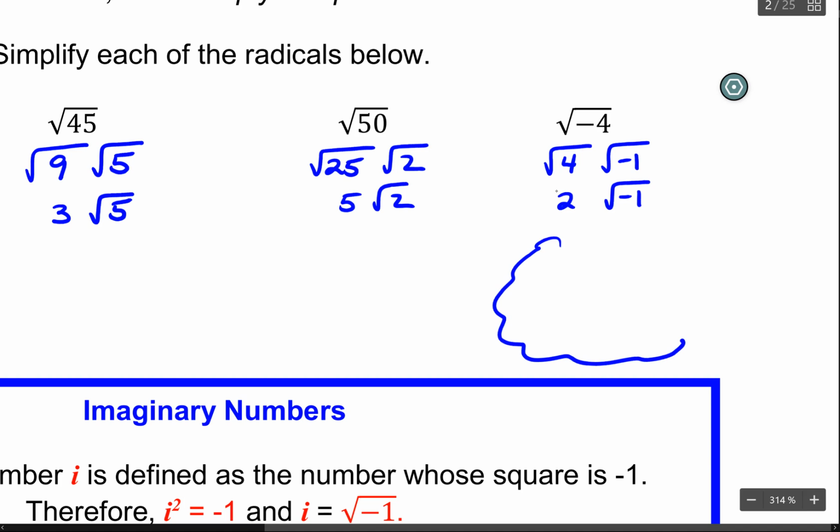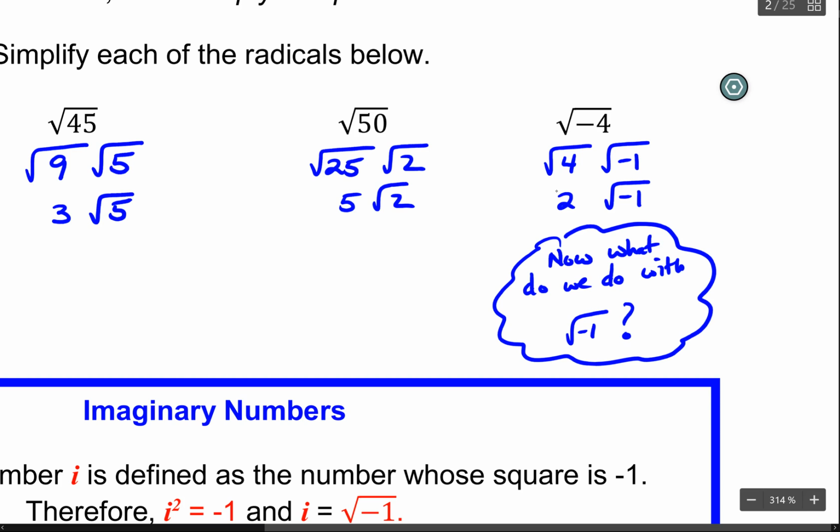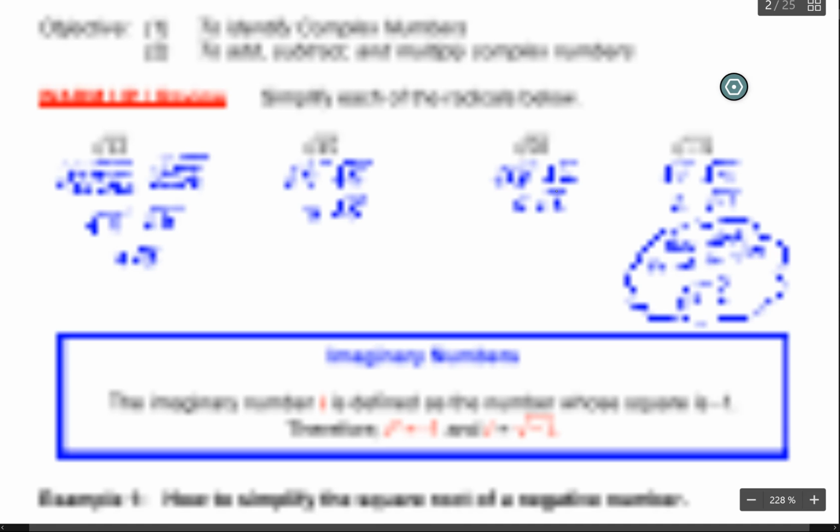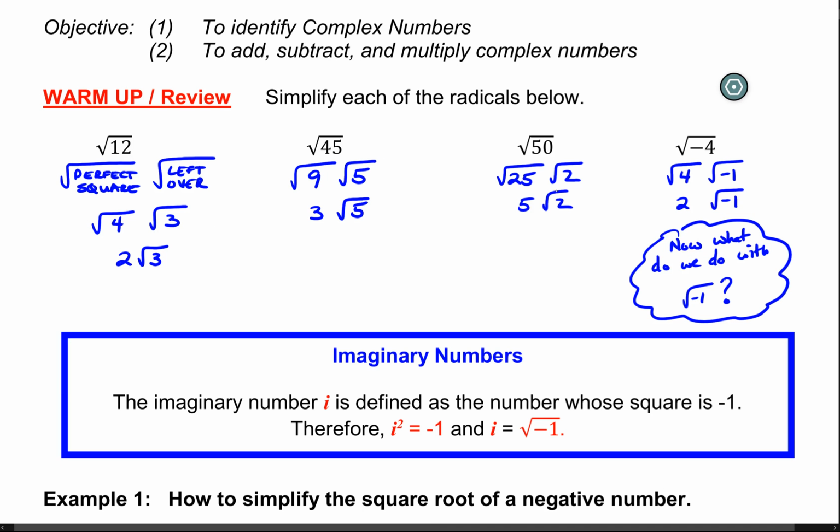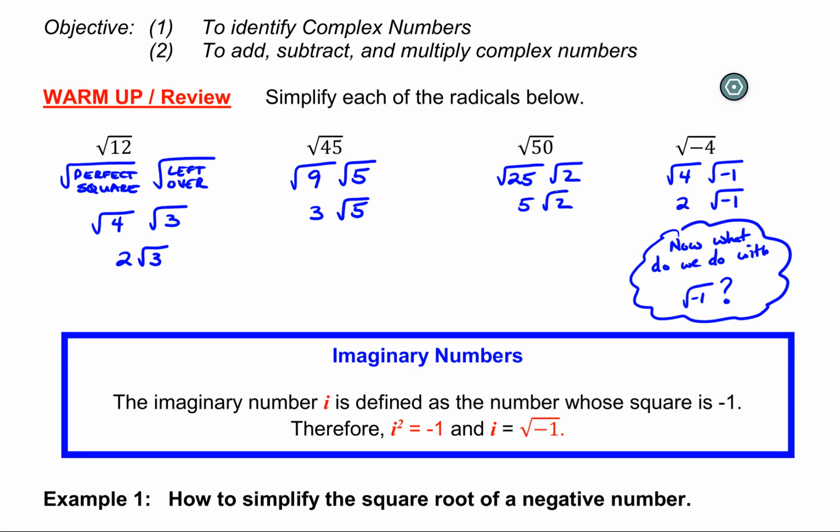So now the question becomes, what do we do with the square root of negative 1? And that really is the question that we're going to be focused on today. That question comes to the root of the idea of an imaginary number. An imaginary number is defined as a number whose square is negative 1. So in this case, the square root of negative 1 is going to be called a number i.